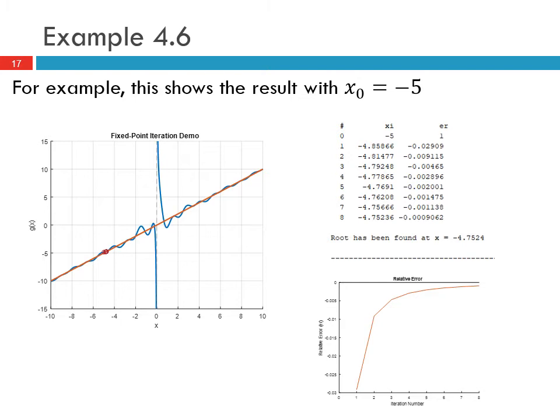The same example with the same form of g of x, with an initial guess of minus 0.5. Now I'm finding this root at negative 4.7524. And you can see how the relative error changes over the iterations, and again, it converges very quickly. In this case, the relative error does not oscillate at all, but it converges monotonically.